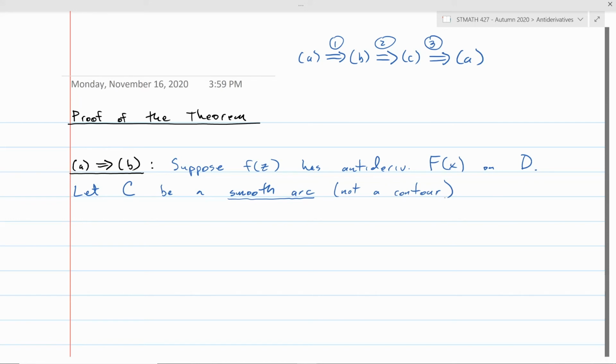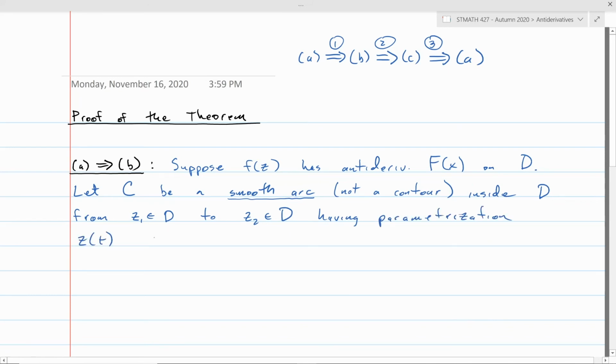But it'll be easier to first prove the result for a smooth arc, and then stitching together several of them will be pretty easy. So we start with a smooth arc inside D, from Z1 in D to Z2 in D, having parametrization Z of T, where T ranges from A to B. One of your homework problems was to prove that the derivative with respect to T of a function that's differentiable on a domain containing Z of T, the derivative of this composition, just follows what you would expect for a chain rule. It's big F prime of Z of T times Z prime of T. So that was your homework problem.